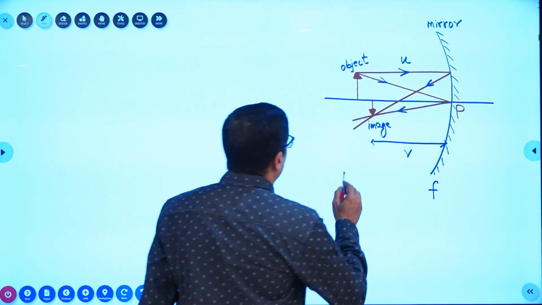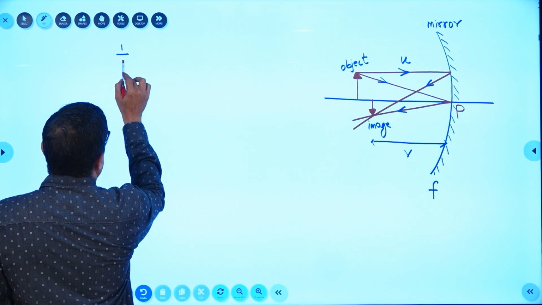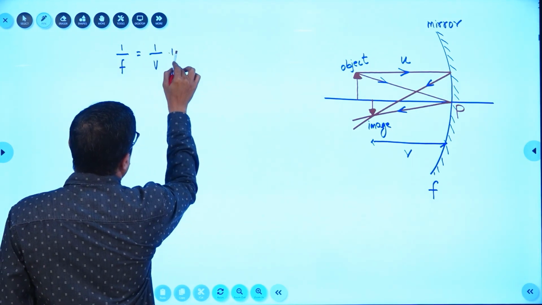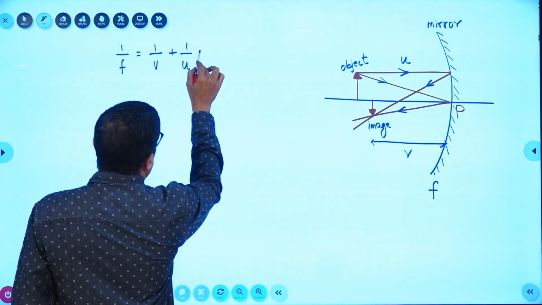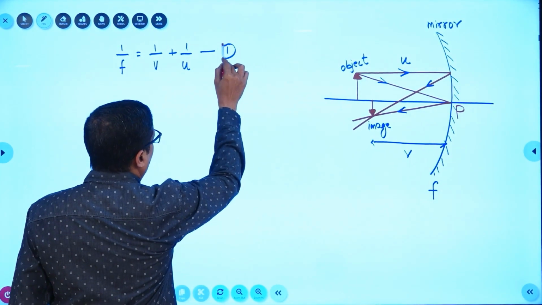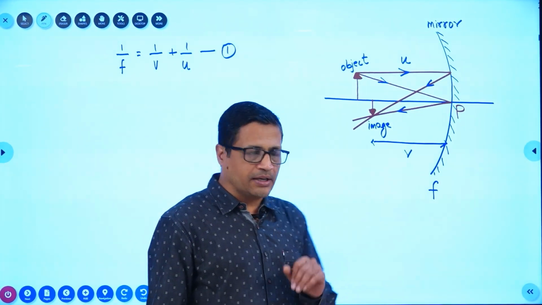We know that the mirror formula is 1 by f is equal to 1 by v plus 1 by u. This is the mirror formula. As of now, it has got nothing to do with magnification. What we are going to look at is a formula for magnification.